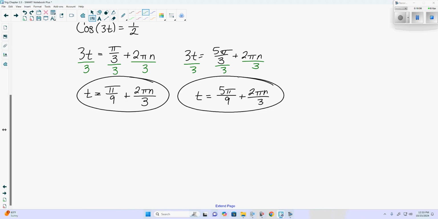Questions on this here? Did it seem like this one was going to be more challenging than it actually was? Because it did feel like, especially having 3t inside of cosine, we needed to do something extra, something more to get to the answer. But are we ready for the next one?